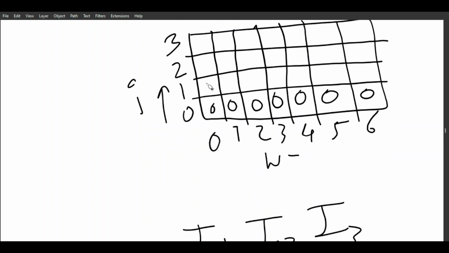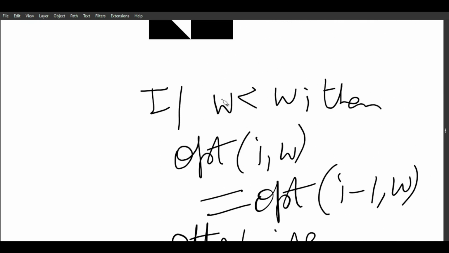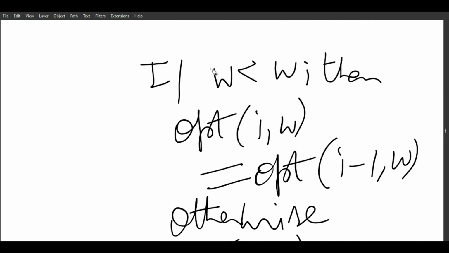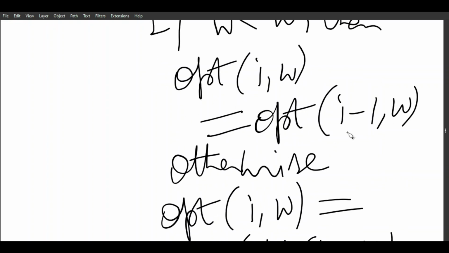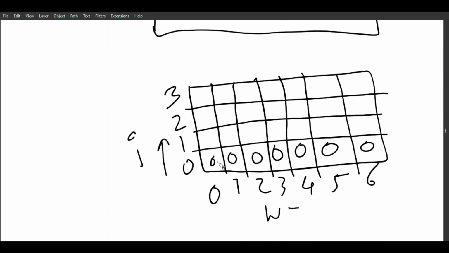So this represents opt 1, 0. 0 means 0 is the knapsack capacity. If the item is not fitting in the knapsack capacity, then we do not have any choice. We simply copy it directly like this. Here it is written: if the considered item is not fitting in the knapsack, then opt(i, W) is opt(i minus 1, W). So this means just below the row. We simply copy. So we get this value 0 here.